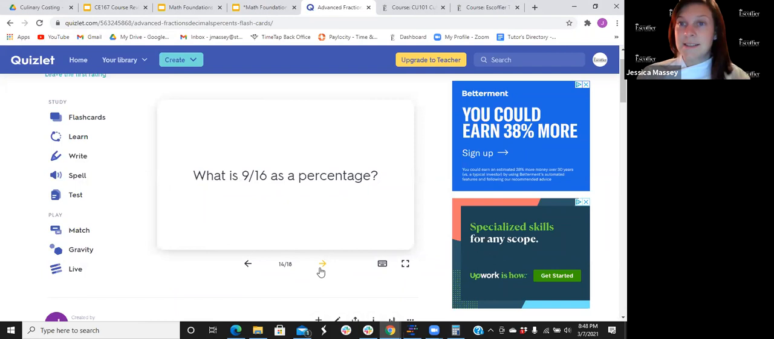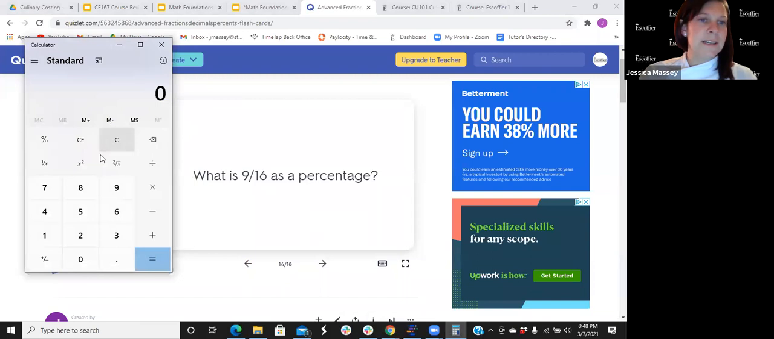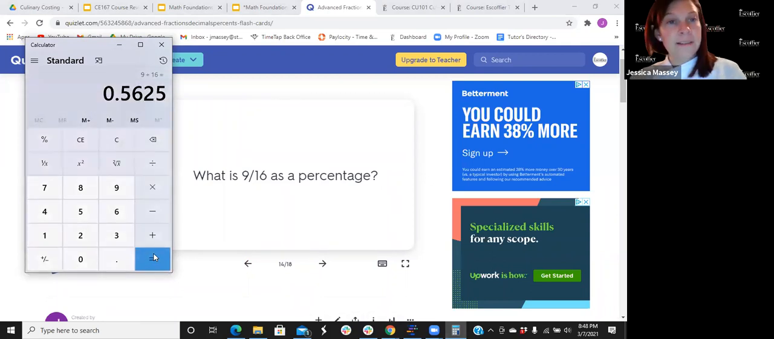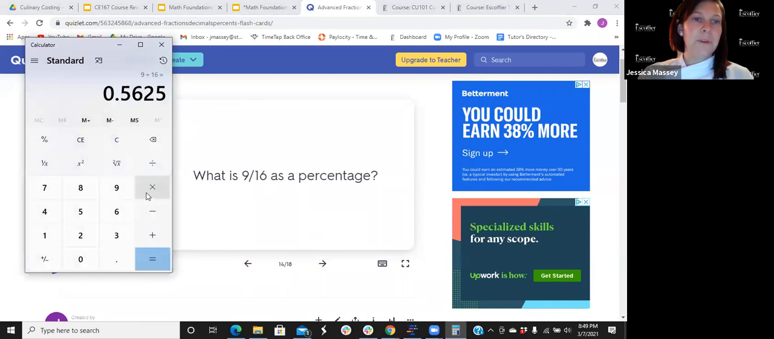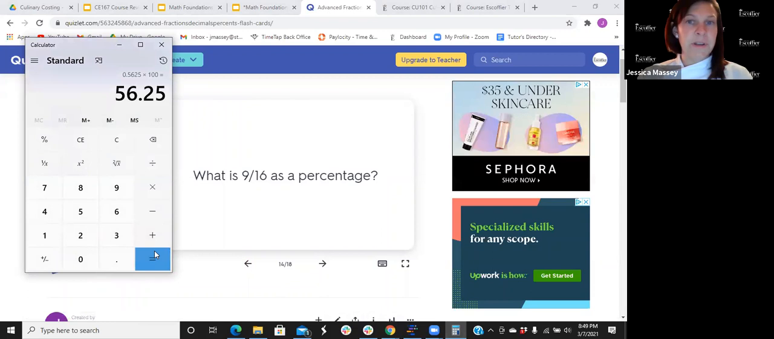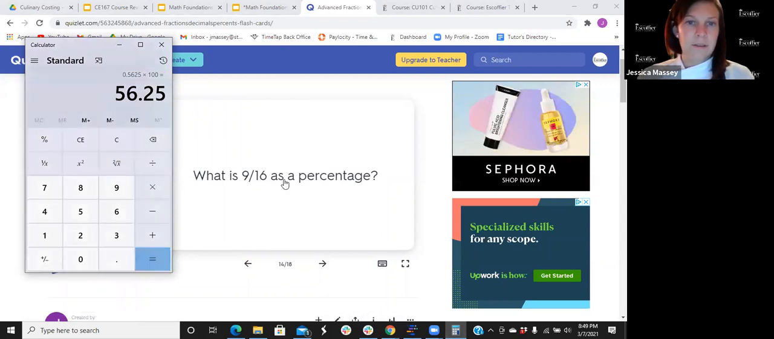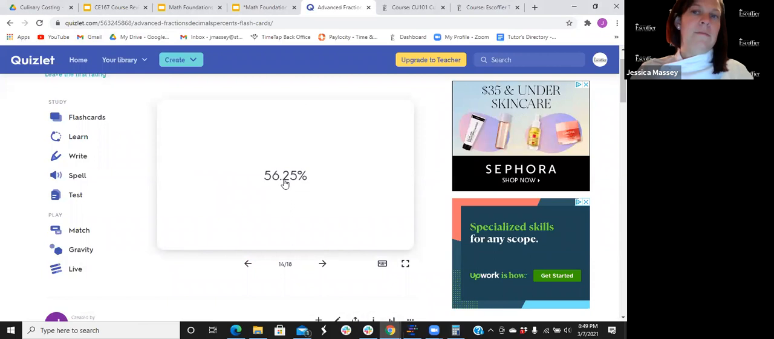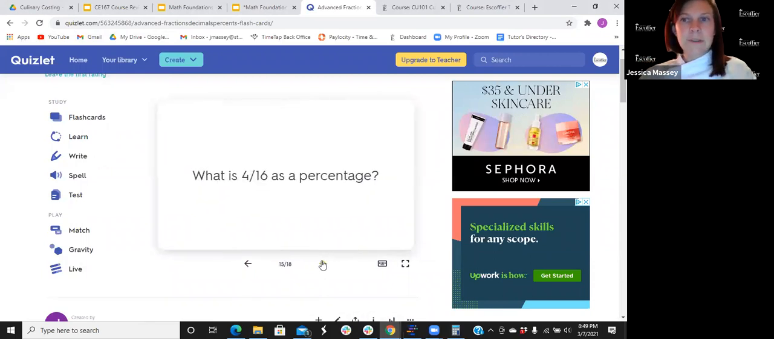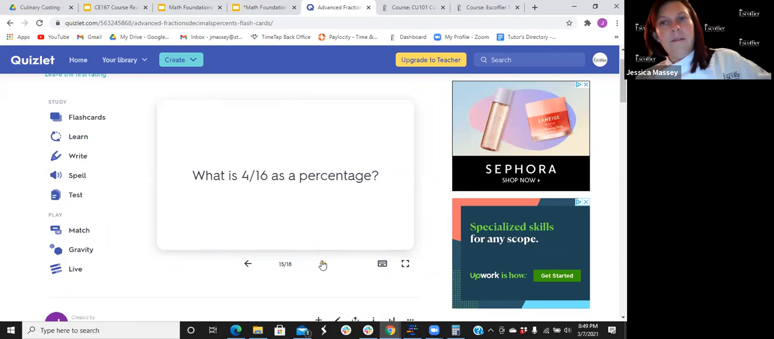What is 9/16 as a percentage? So again, 2-part. Whoa, I'm skipping on you. Those fat fingers again, they'll get you every time. 9 divided by 16. And we get 0.5625. We times this by 100. And that gets us 56.25%. Correct, we're back.